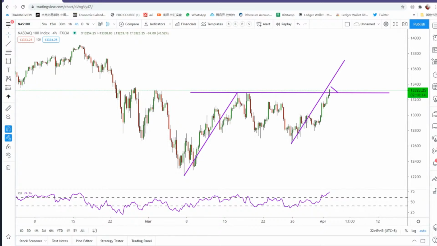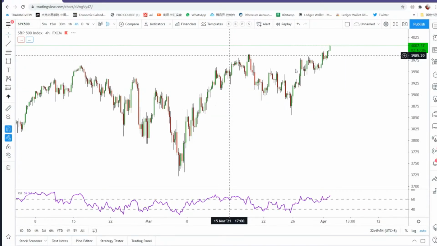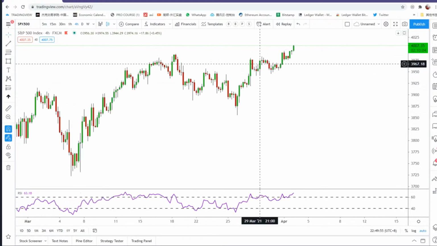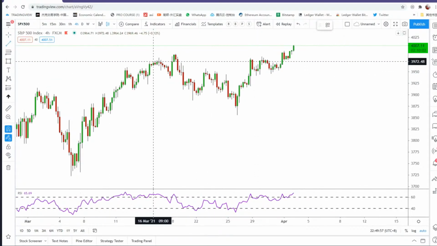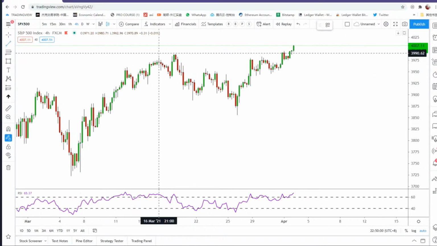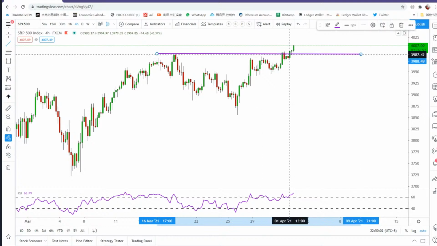Euro sterling keeps bearish. Yeah, Euro sterling still goes down. S&P, sure, S&P breaks a new high. So S&P, go for a buy. Right, go for a buy of S&P. It just broke a new high.